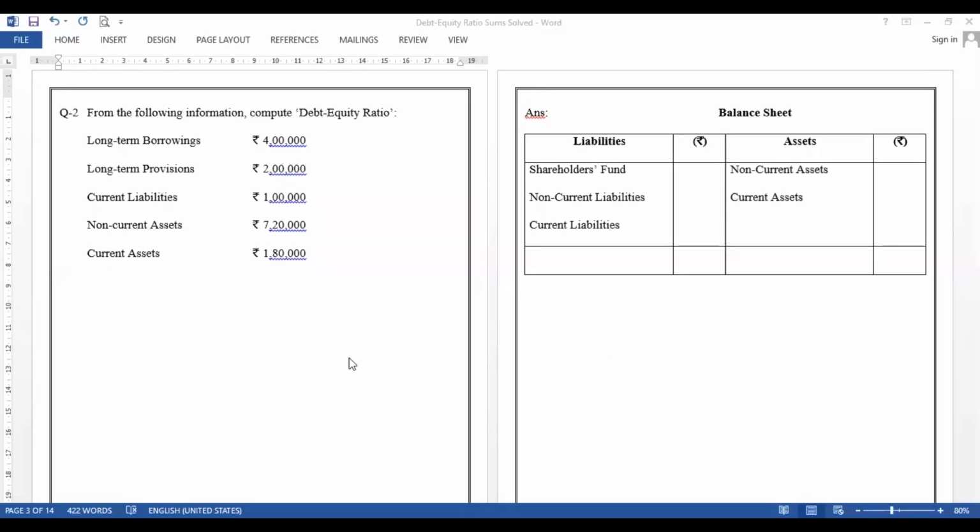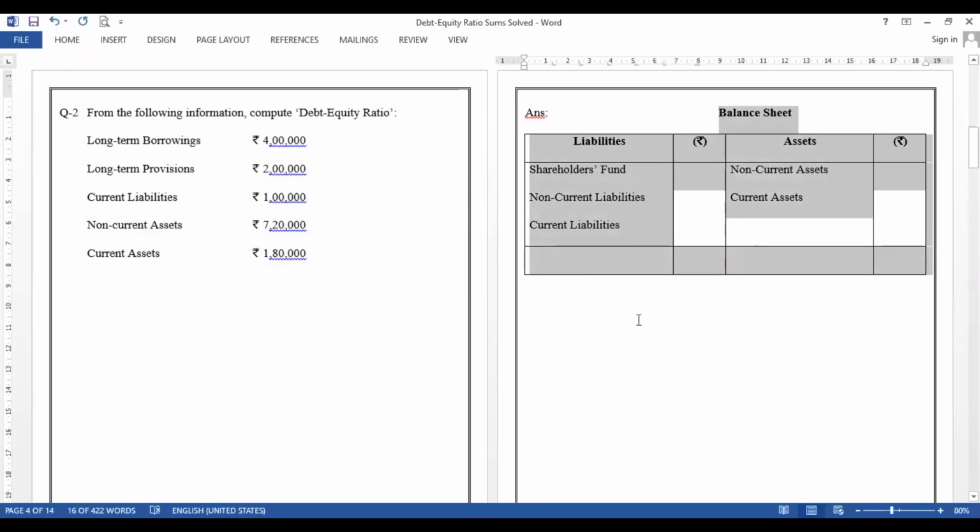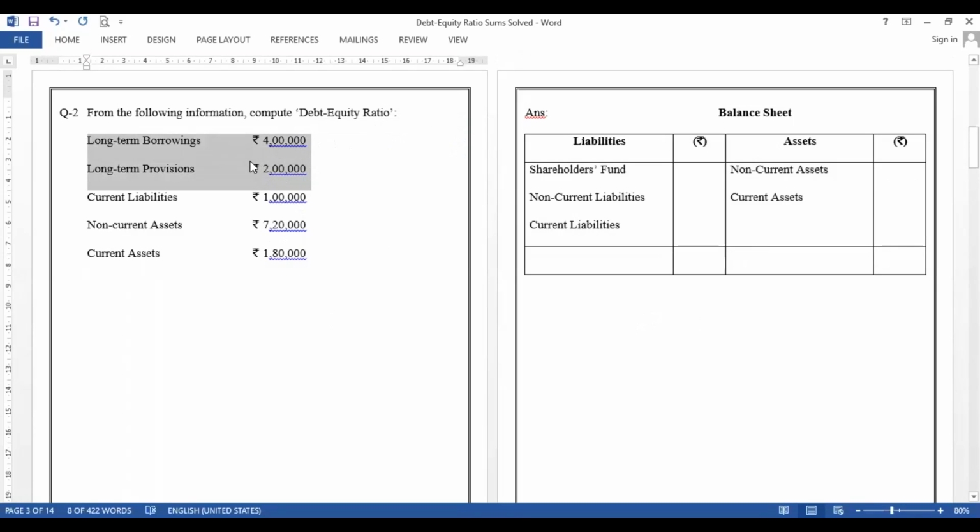Let us have one more sum on debt equity ratio. Long-term borrowings, long-term provisions, current liabilities, non-current assets, and current assets are given to us, and we've been asked to calculate debt equity ratio. Again, for calculations, this balance sheet will help us. Long-term borrowings and long-term provisions: two amounts are given, and we all know that these two amounts are the contents of non-current liabilities.